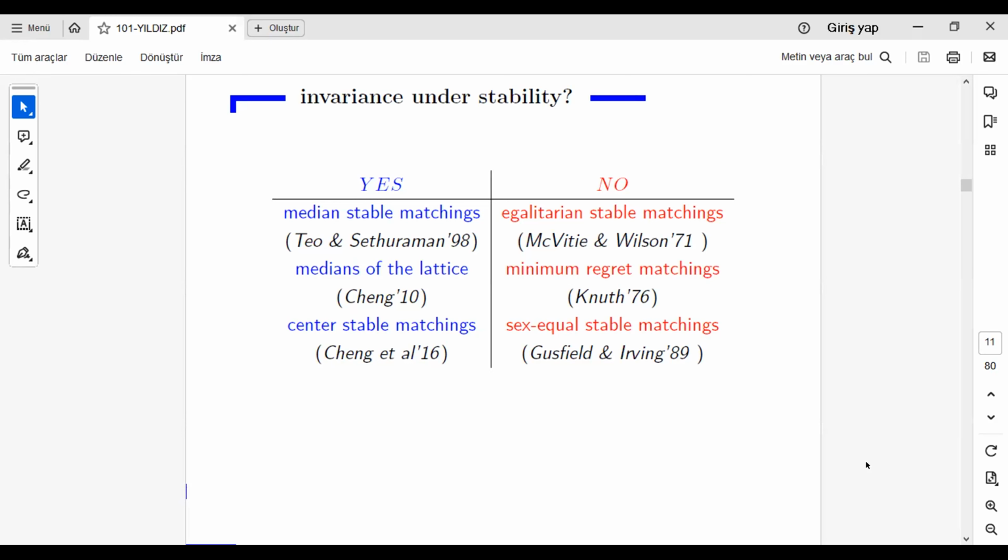The bottom one, on the red one, sex equal stable matching. That's similar in spirit, but different. It first of all computes the total rank achieved by the male side and the female side, and minimizes the difference between these two sums, and that's given the name sex-equal matchings. That also violates invariance under stability.